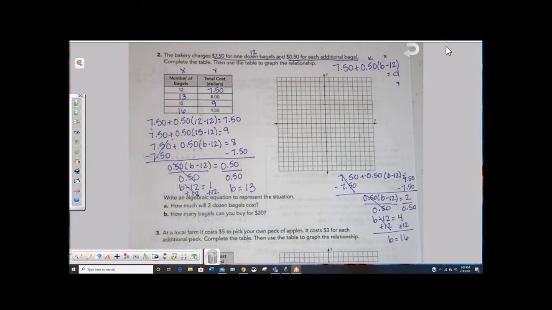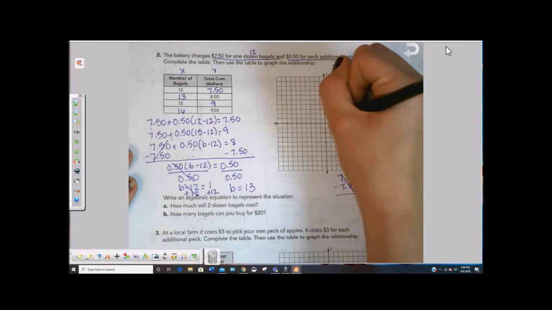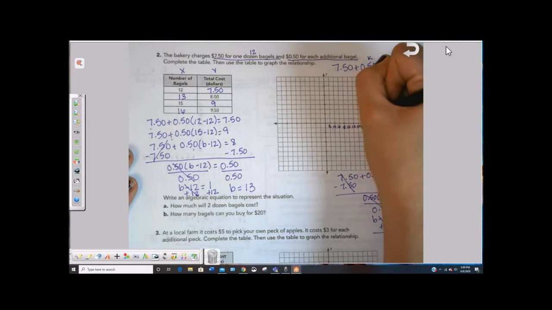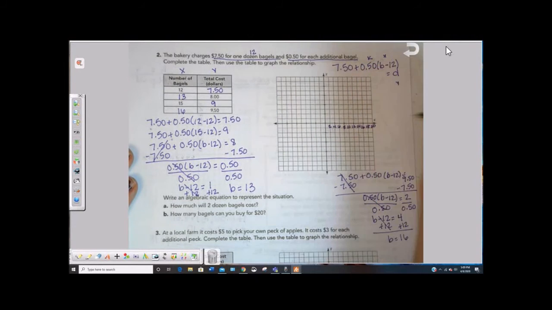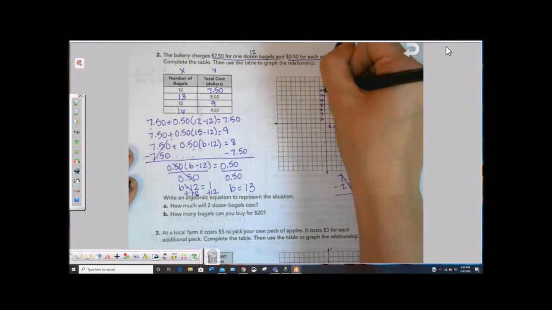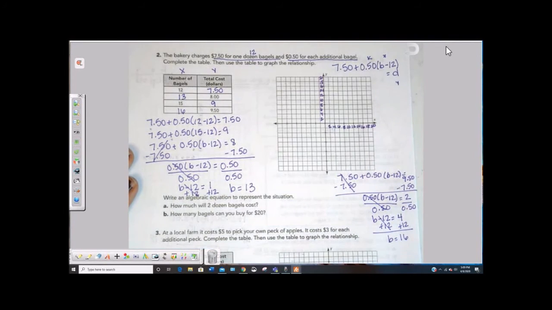So now we're going to graph. Again, there's 10 on each side, so we're just going to go by 2's again, because that just makes sense. So I'm going to write 2, 4, 6, 8, 10, 12, 14, 16, 18, 20. And 2, 4, 6, 8, 10, 12, 14, 16, 18, 20.